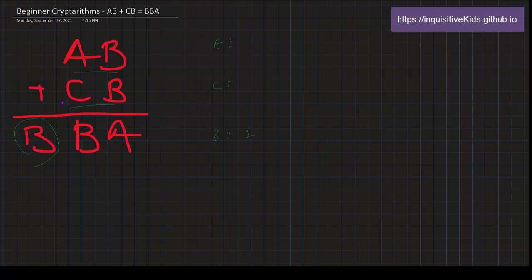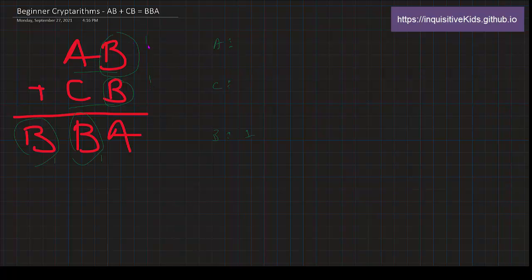Because if these two digits added up together was going to be greater than 10, if it never reached 20, it could only reach 110. So then B could only be a 1. Well, if this B is a 1, then this B must also be a 1. So is this B. So is this B.